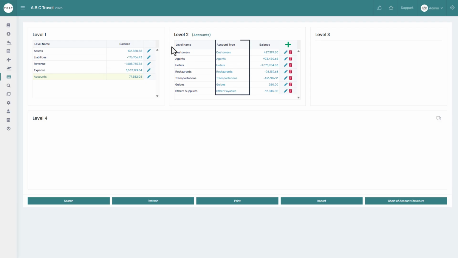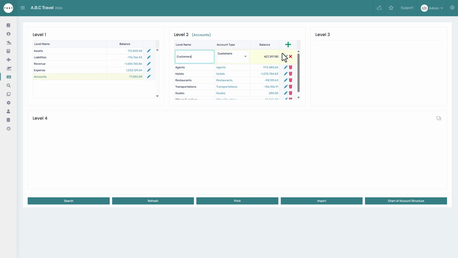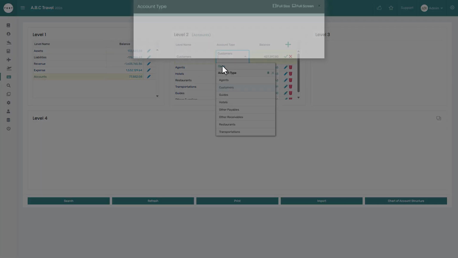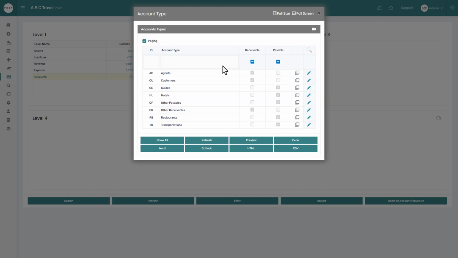This is where account type becomes important. In Level 2 under Accounts, each group has an account type. The account type determines whether the account group is receivable or payable. This also determines the normal account nature. Receivable accounts have a debit nature. Payable accounts have a credit nature. For example, agents are usually receivable accounts. This means the agent account normally represents money expected from the agent.